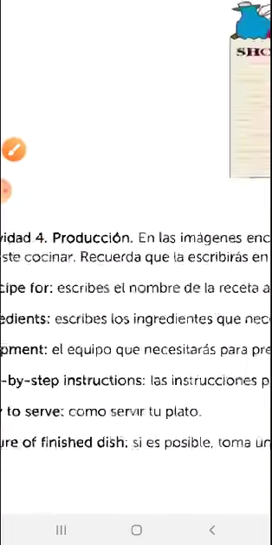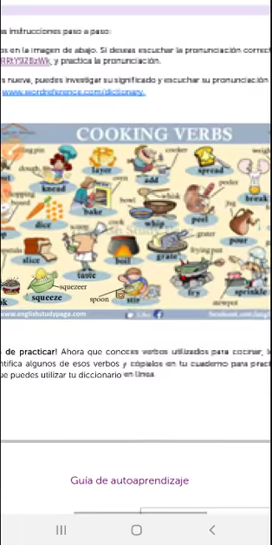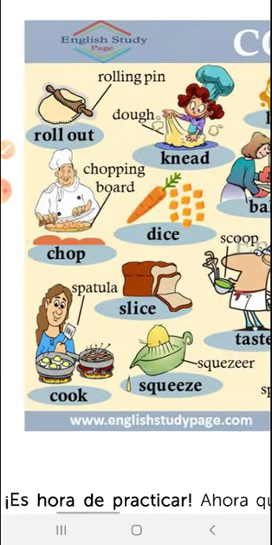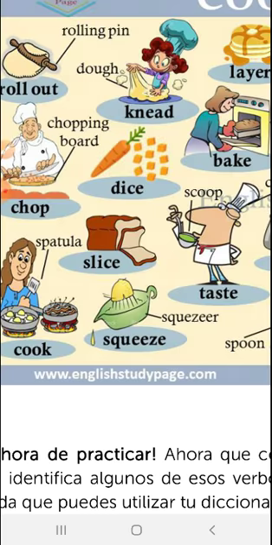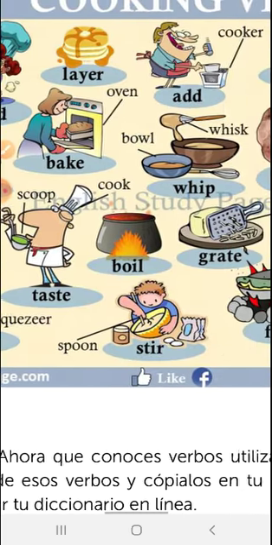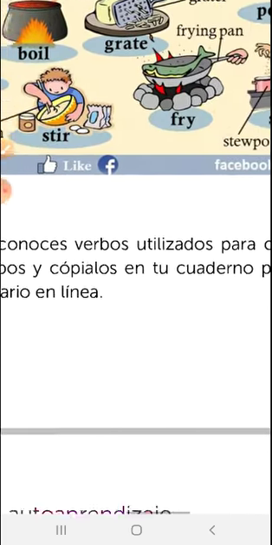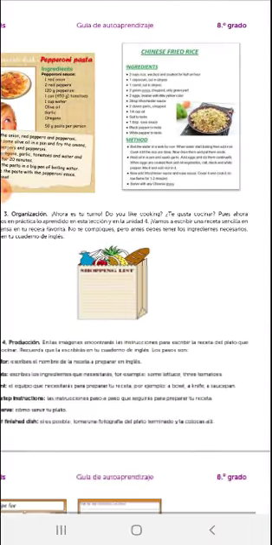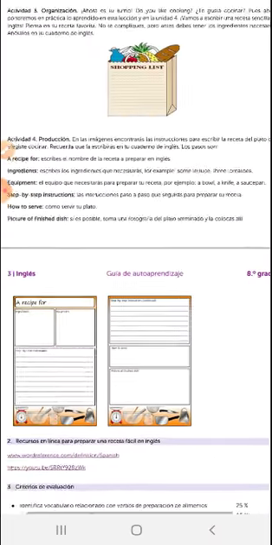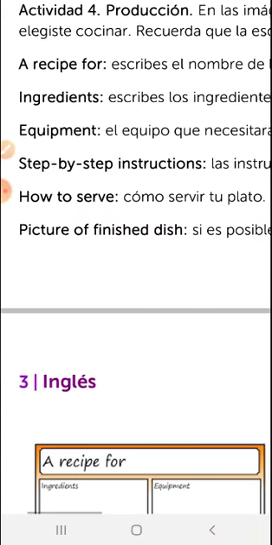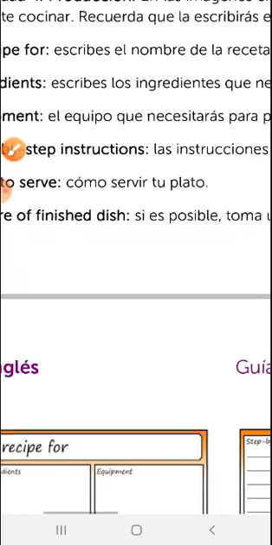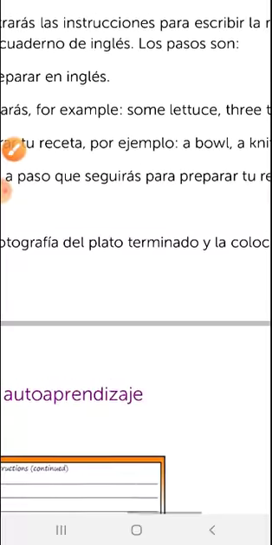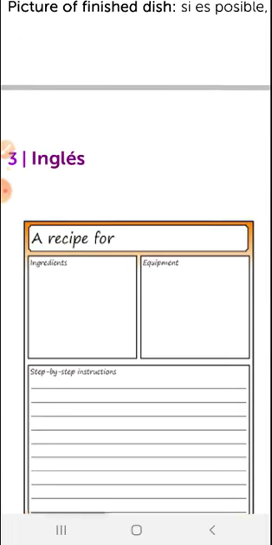¿Y cómo voy a saber cómo decir los artículos que necesito? Aquí hay algunos, mira. Aquí hay algunas cosas que necesitas, for example: spatula, squeezer, scoop. Also, you can find in Google Translate good ideas to translate the words that you need, okay? Next, step-by-step instructions. Las instrucciones paso a paso de lo que seguirás para preparar tu receta.